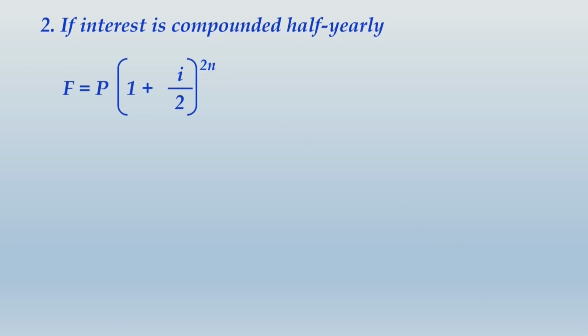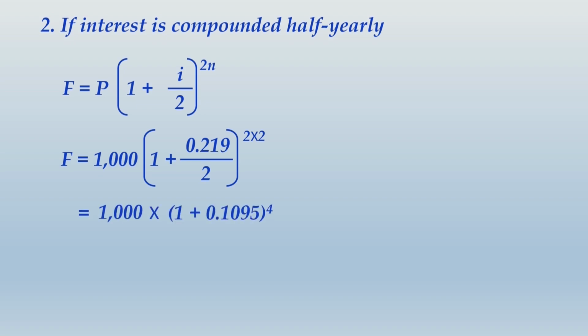So when you put up the values, it will be 1000 into 1 plus 0.219 by 2 raised to 2 into 2. When you apply this calculation, what you effectively get is 1000 into 1 plus 0.1095 raised to 4. So it will be basically 1000 into 1.1095 raised to 4. Now over here, let me bring your financial calculator into application.